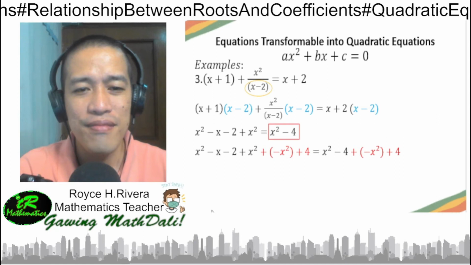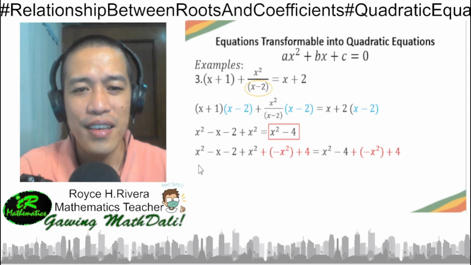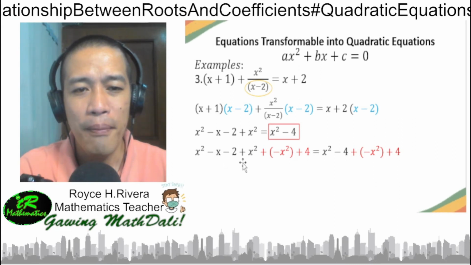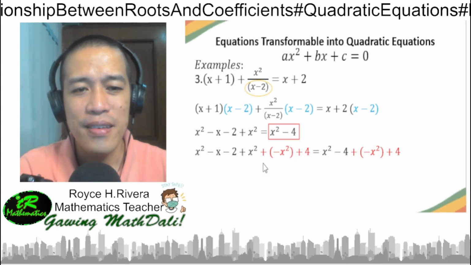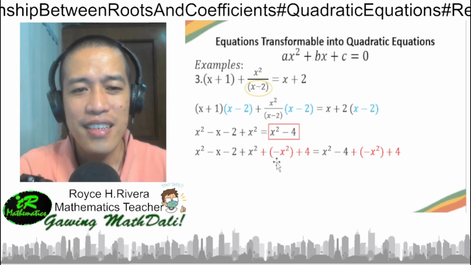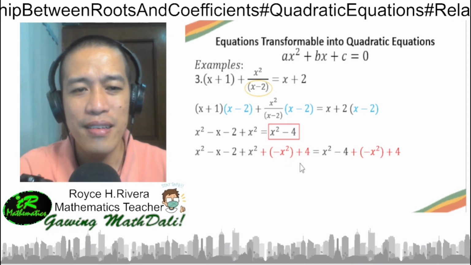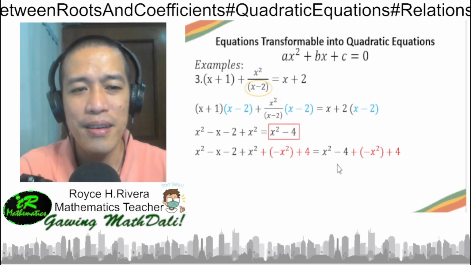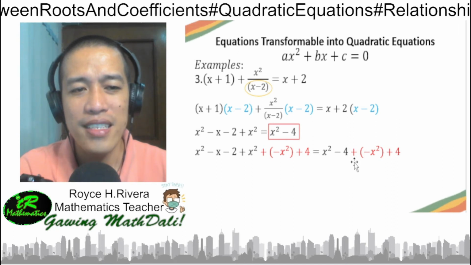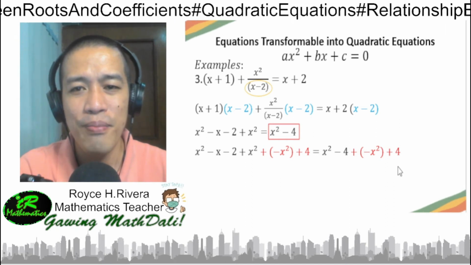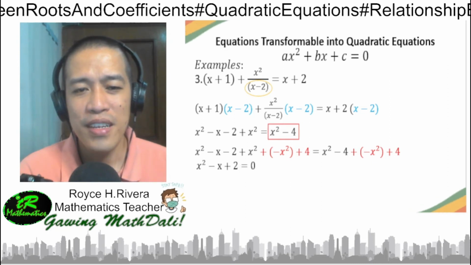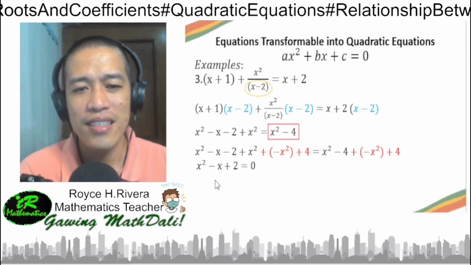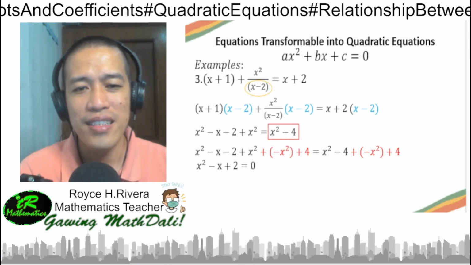We will have the equation x squared minus x minus 2 plus x squared plus negative x squared plus 4 equals x squared minus 4 plus negative x squared plus 4. Now, my working equation is x squared minus x plus 2 equals 0.